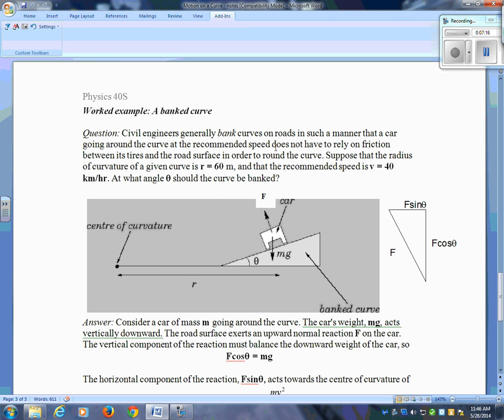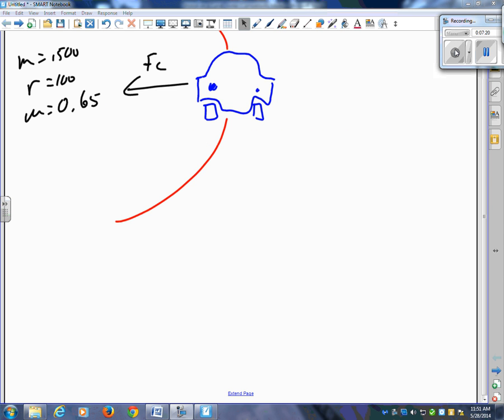Okay, so here's my car going around the curve. I'm looking at the rear end of it as it's going around the curve. I need a centripetal force. What's going to provide that centripetal force? Friction. Keeping in mind that Fc is equal to mv squared over r, and friction force is going to equal mu Fn.